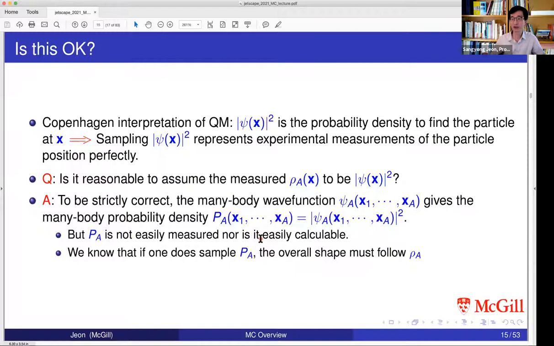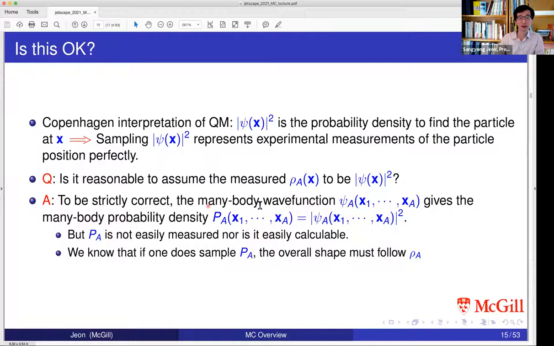inside the nucleus? Well, quantum mechanics says that if I have a wave function squared, I can treat that as probability density. And if I sample this probability density, that perfectly represents the positions of the particles. But this is only for single particle quantum mechanics. If you have many-body quantum mechanics, that's not true.